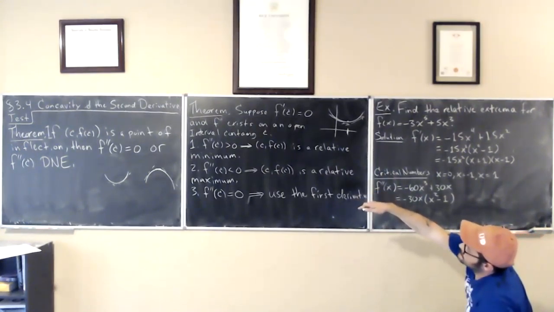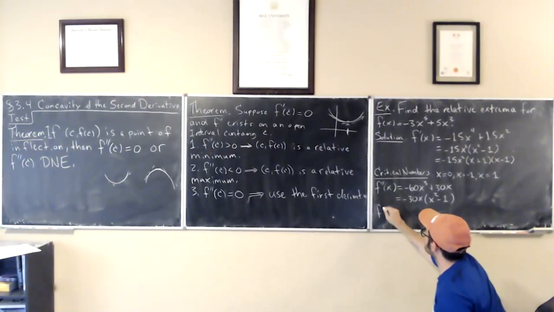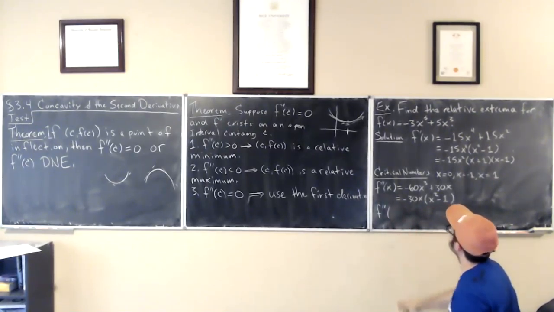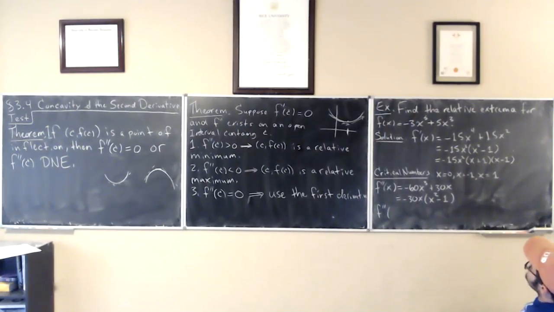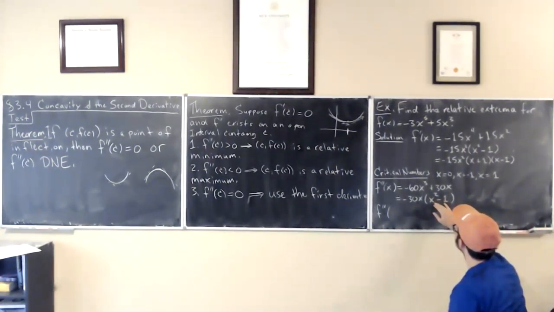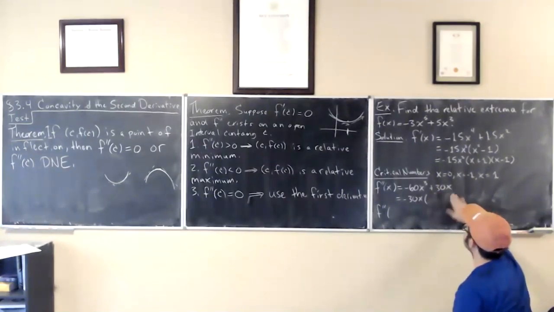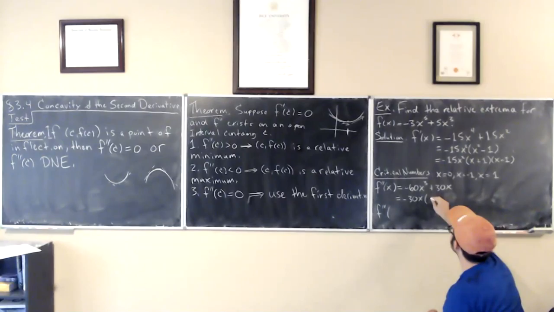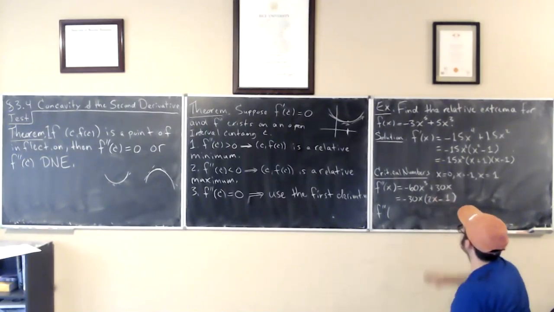So then let's see if we can use this theorem here. So f double prime of, oh wow, it looks like we can't use that theorem. This is a bad example for me to pick. Wait, wouldn't it be negative 30x times 2x squared minus 1? Oh, yeah. Yeah, good. I was about to say, that's bad. Good call.